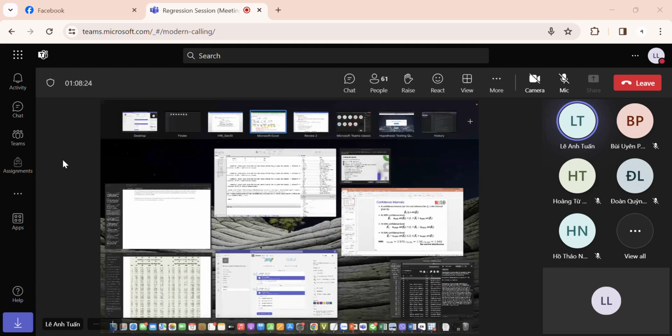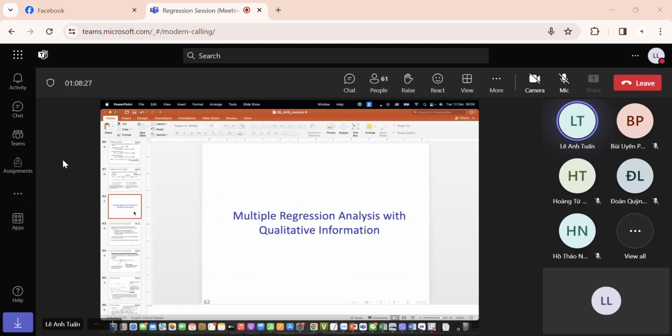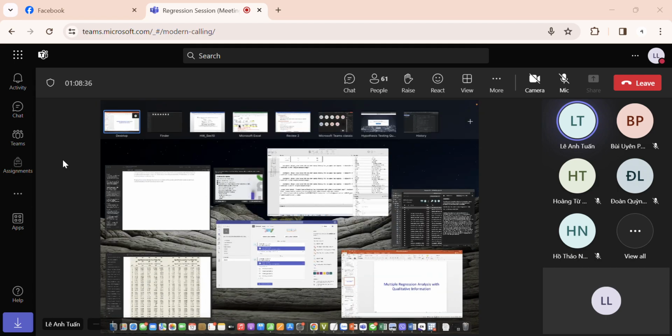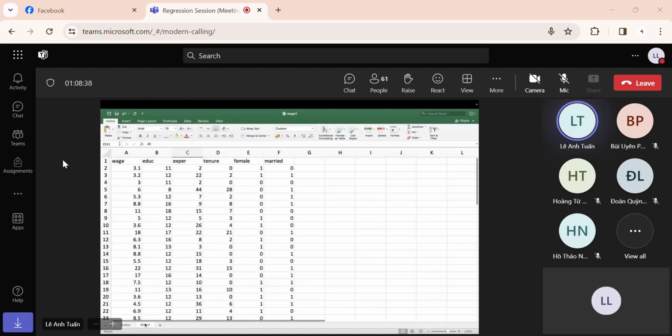So we go to the last one. This is multiple regression analysis with qualitative information. For example, here we have education, which is a numerical variable. It is easy for us to estimate, for example, the number of years. Similar here, the number of years of experience is a numerical variable too.